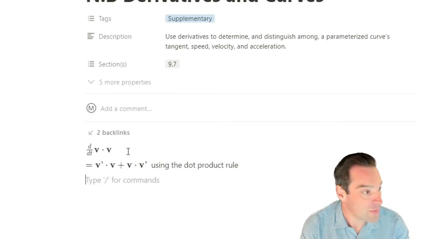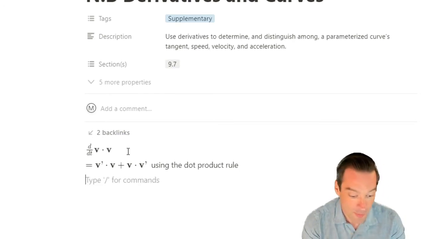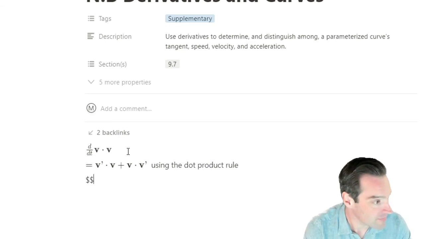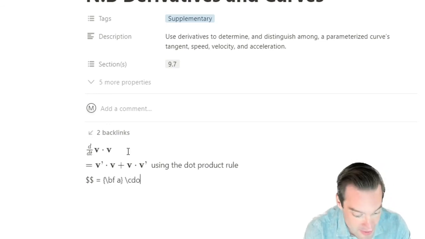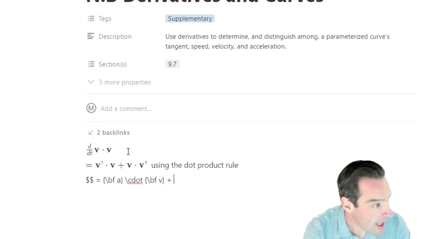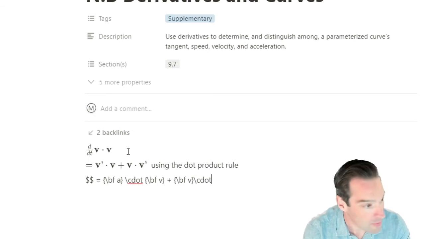Okay, but then what do we know about v prime? What's another name for v prime? The derivative of velocity is otherwise known as acceleration. So this is the dot product a dot v added to the dot product of v with a.